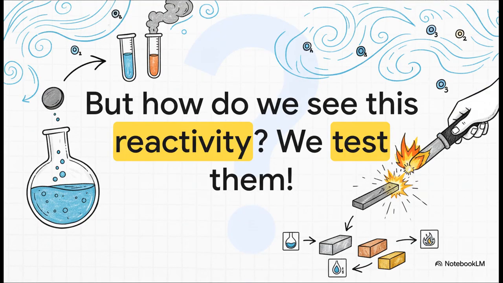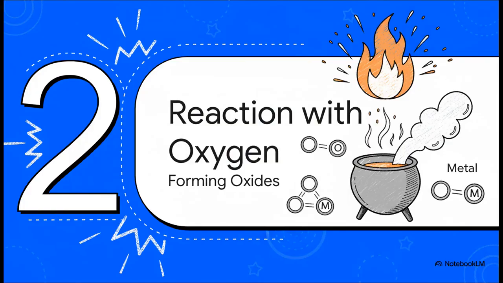But then the question is, how do we actually see this reactivity? How can we tell that one metal is more active than another? Well, it's actually quite simple. We test them. We put them in different situations with different substances and just observe what happens. And we're going to do this systematically, starting with something that's all around us, the air. So let's begin with our first reaction.